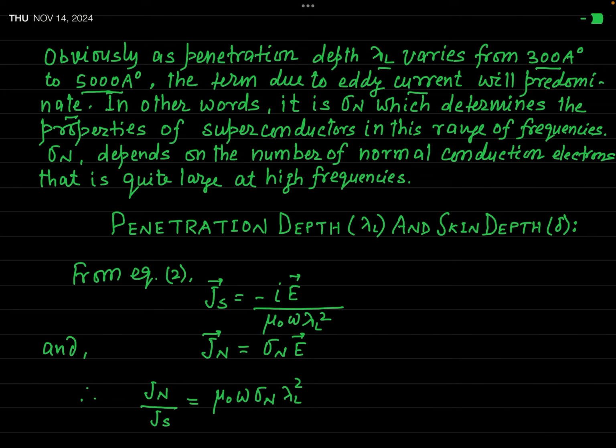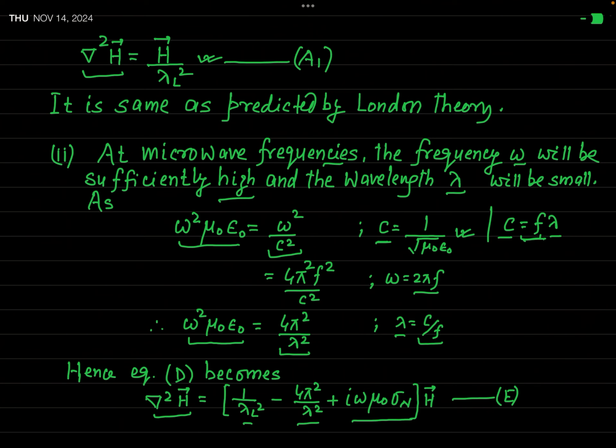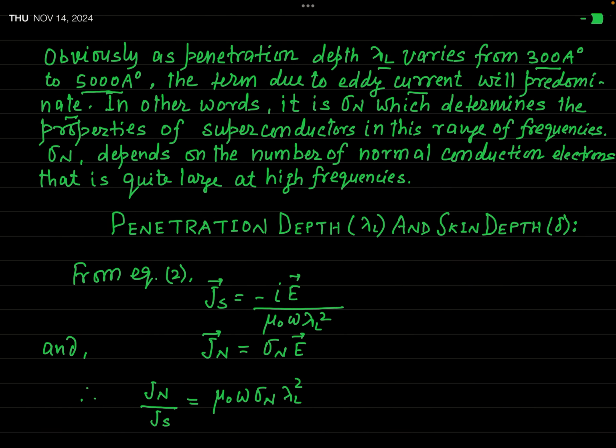That will be the dominating term, because this lambda is large, and in this case the term 1 over lambda square will be very small, and we can neglect it. This term will dominate over the term containing lambda.